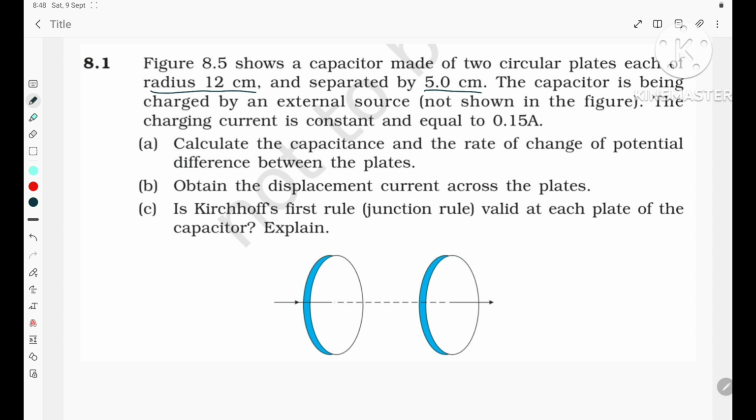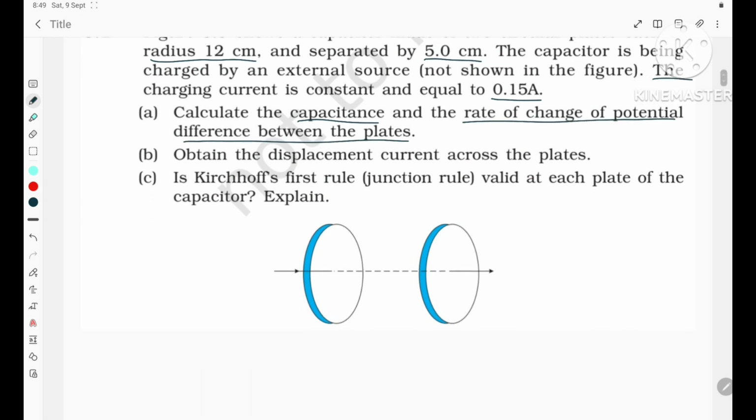The capacitor is being charged by an external source which is not shown in the figure, and the charging current is given as 0.15 ampere. So what are they asking us? They are asking to calculate the capacitance and the rate of change of potential difference between the plates.